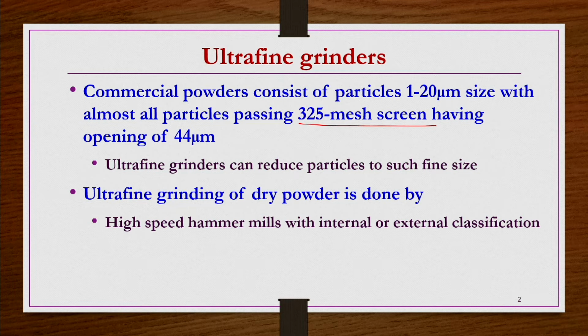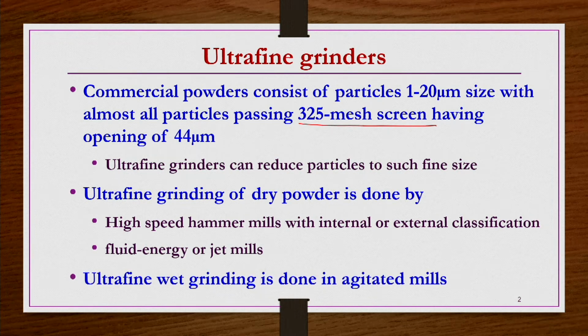The other type of ultrafine grinder used for dry powder is the fluid energy or jet mill, where steam or dry air is in general used at high speed as the medium for size reduction. Whereas ultrafine grinding of wet material is done by agitated mills. So, in this lecture we will be discussing hammer mills with internal classification, then fluid energy mills, and then some types of agitated mills.